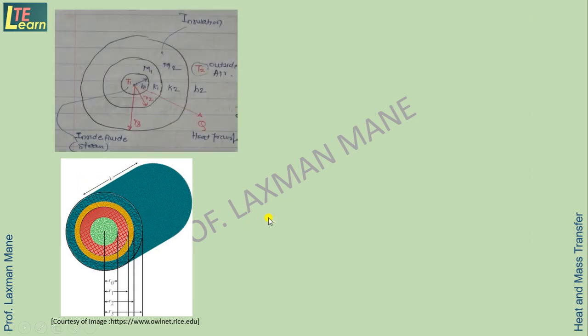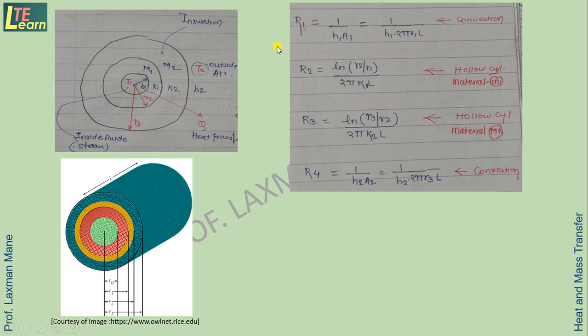The cylinder has infinite length L. Now here R1 is for the inner side. As per convection, the formula is 1 upon HA, so 1 upon H1 A1. Now A1 means this inner circle area, which is 2 pi r into L. 2 pi r is the perimeter and L is the length, so 2 pi r L is the surface area. Here it is 2 pi r1, where radius 1 means the inside circle radius. So this is for convection.